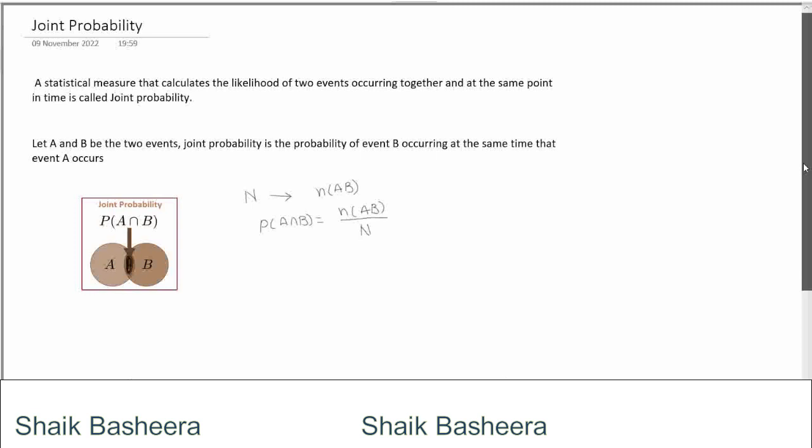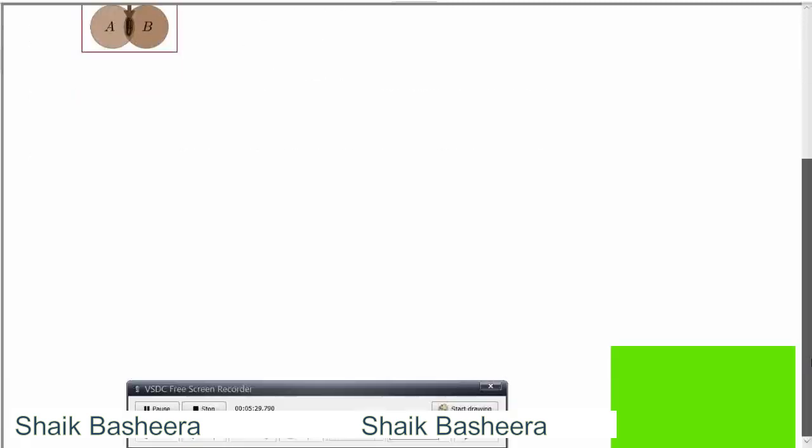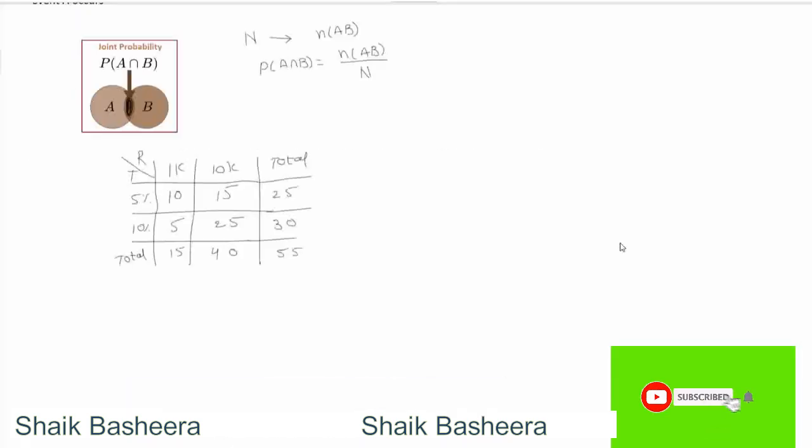Further, we go for an example over here. Here we consider a box where two different resistors are carried, a 1 kilo ohm resistor and a 10 kilo ohm resistor, with tolerances of 5% and 10% as shown over here.